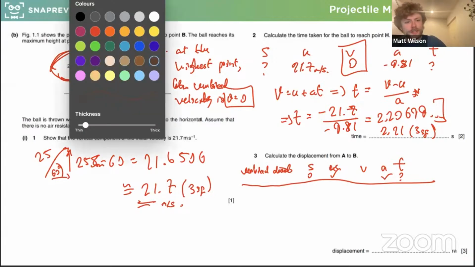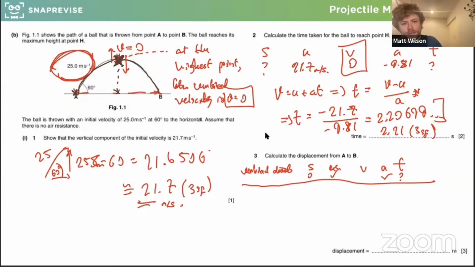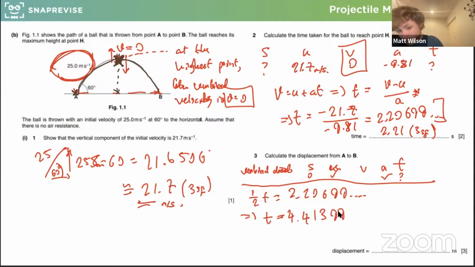So in fact, since we know the time getting to halfway, a half of our time is the time to the top, which is 2.20699, etc. We in fact know that the time is around 4.41399, etc. Okay, that's great.